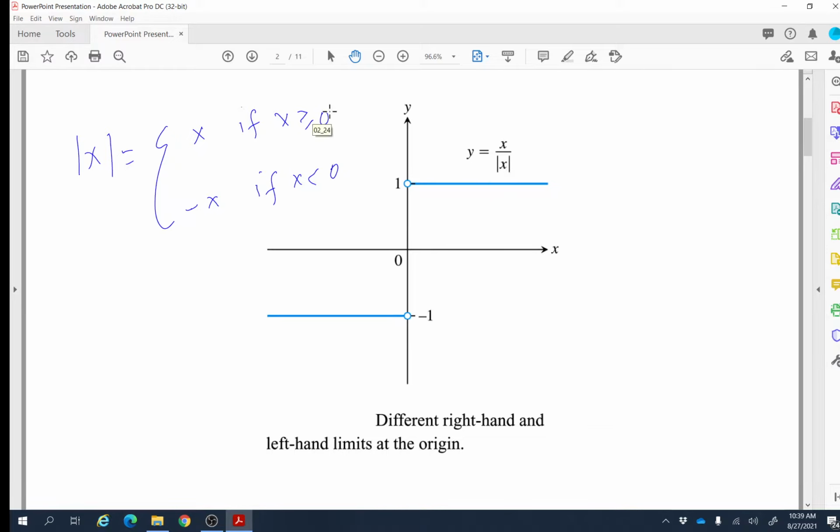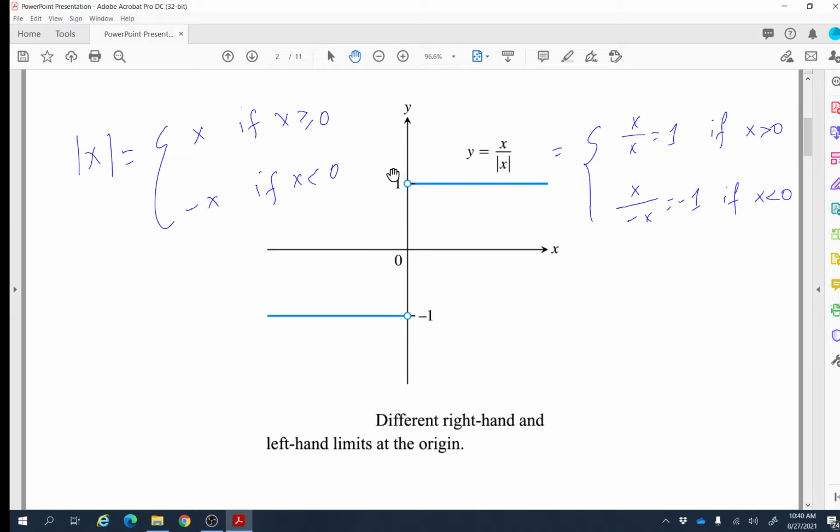we cannot include 0. So if we don't include 0, this becomes x over x, which is 1 if x is greater than 0, x over negative x, which is negative 1 if x is less than 0. That's why the graph of this function is 1 on the right side of the 0 and negative 1 on the left side of the 0.